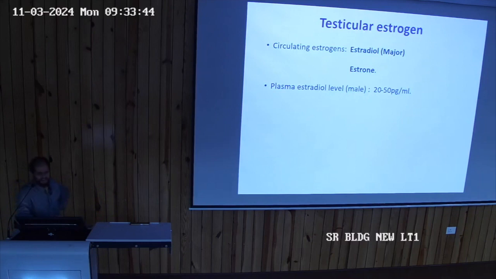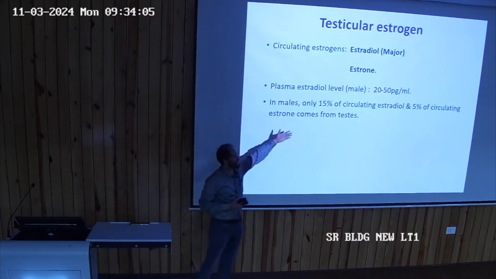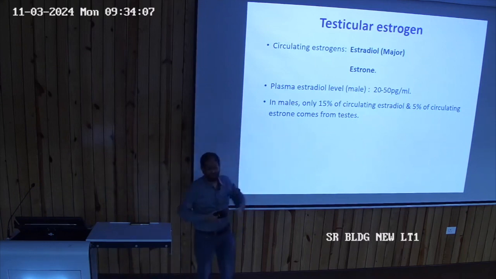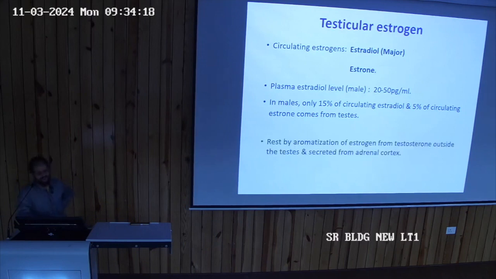So the testicular estrogen, the main estrogen is estradiol. A lesser amount is estrone. Okay, the plasma estradiol level in male is 20 to 50 picogram. Okay, and in male only 15% of this estradiol is coming from the testis. And where are the other forms coming from? They are coming from aromatization. Okay, from the testis directly estrogen is synthesized, and the rest of it is coming from aromatization as well as from the adrenal area.